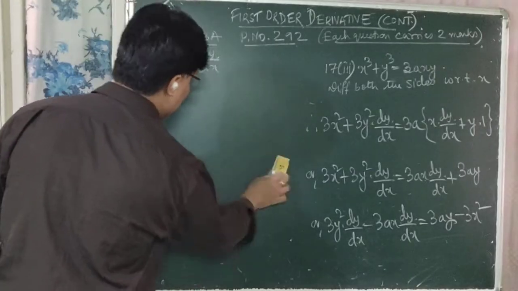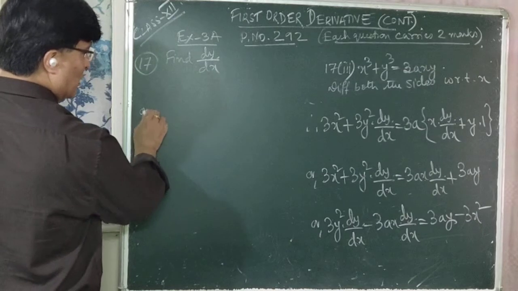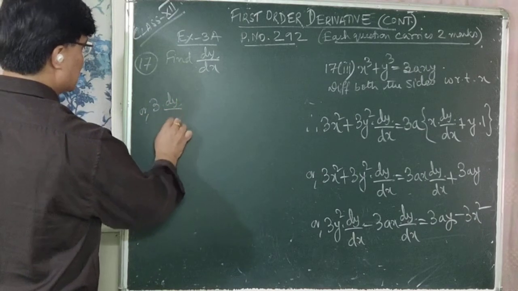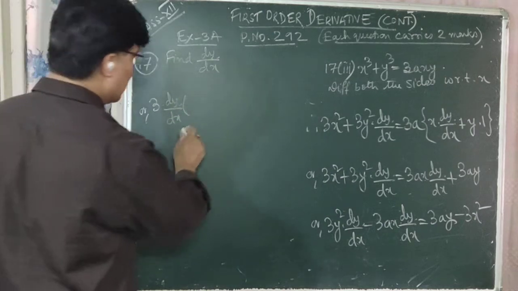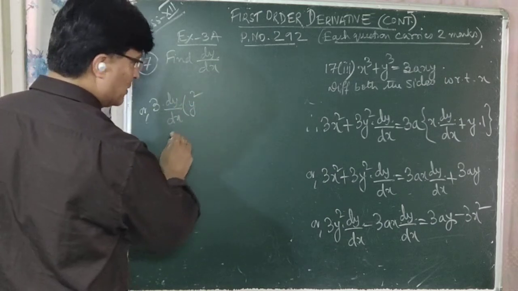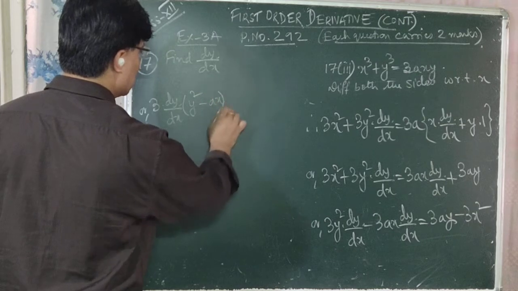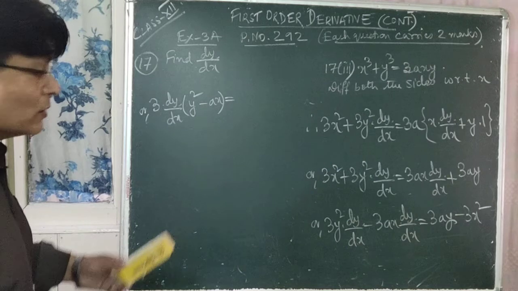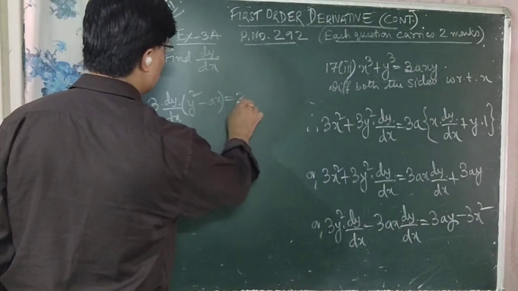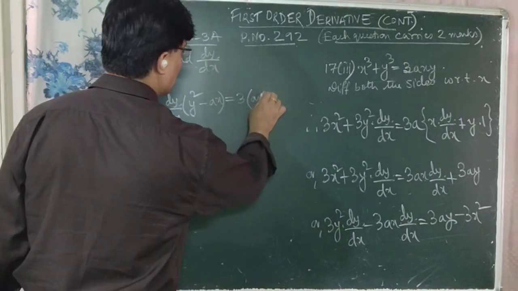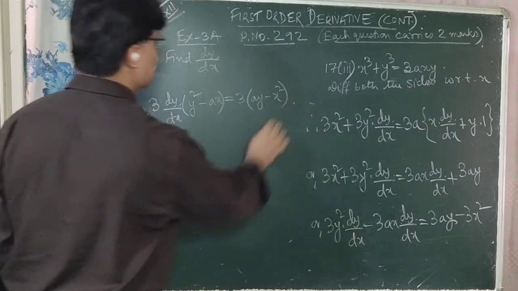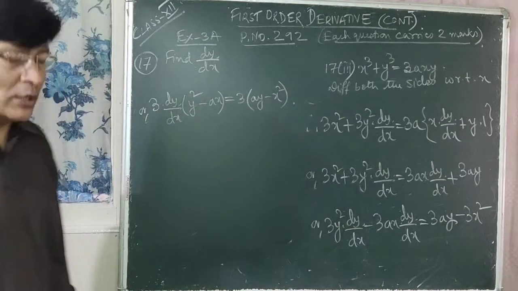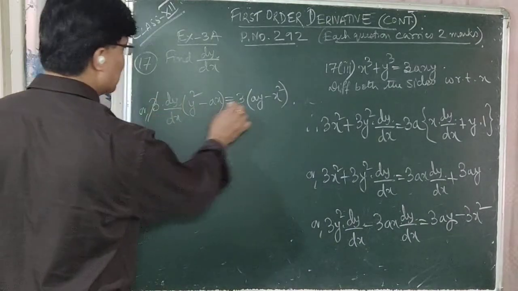Now you can take common. So what is common on the left hand side? 3 into dy by dx. So within bracket what do we get? y square minus ax is equal to, right? So on the right hand side what is common over there? 3 common, within bracket ay minus x square. Is that clear? So on the right hand side only 3 is taken common here. So from both the sides you can cancel these common terms.